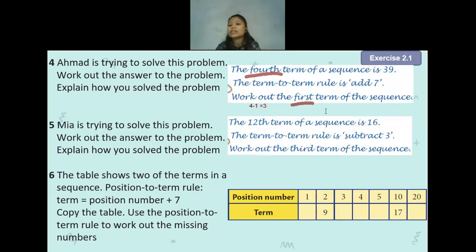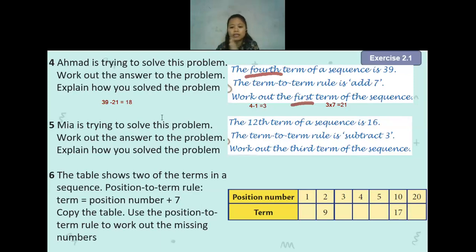And then read the question, the term to term rule is add 7. So the 3 we multiply by 7 will be equal to 21. So yes, for the first term, it will be 39 minus 21. It's correct. So the first term will be equal to 18. Is it correct, 18, or did I make a wrong calculation?